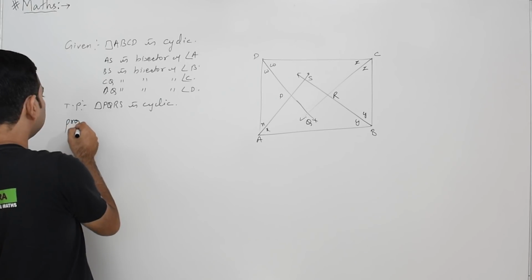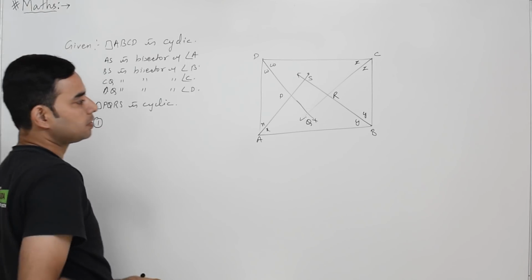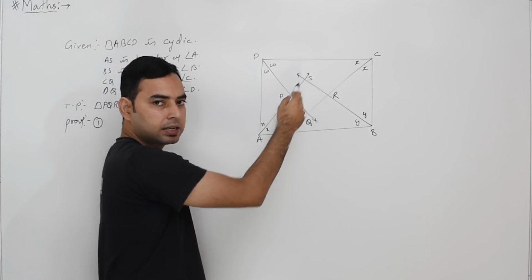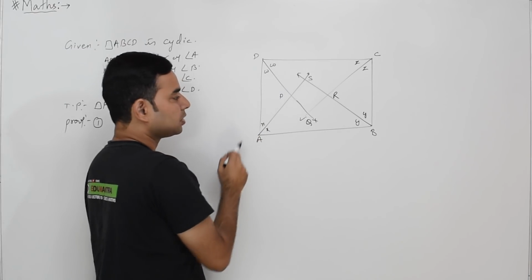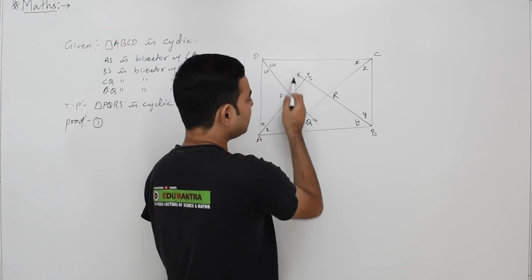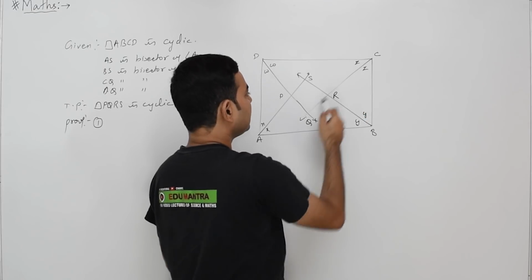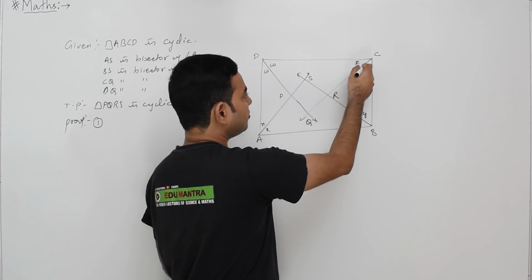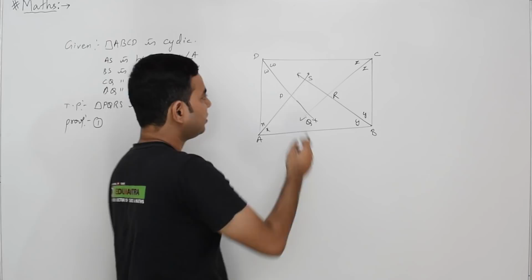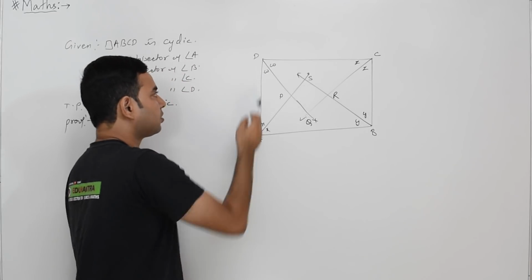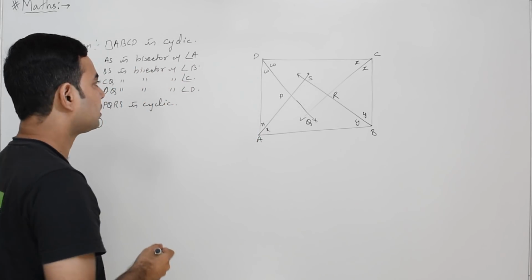For proving, first point is, we know that as this is a bisector, this is equal to this, x and x. This is equal to this, because BS is a bisector, so y and y. CQ is a bisector, so this angle is equal to this angle, z and z. And this both are equal because DQ is a bisector, so let it be w.